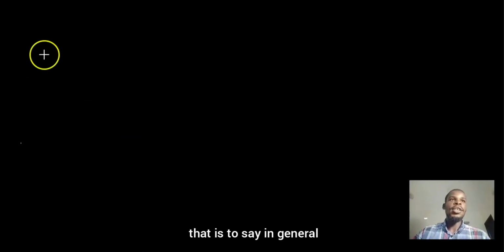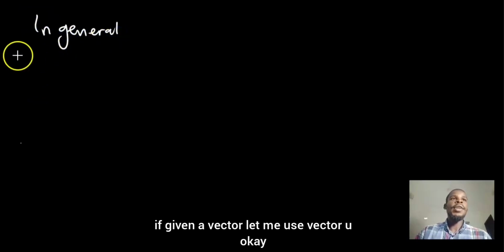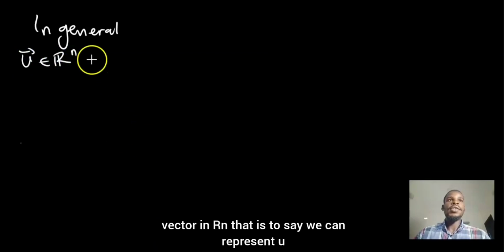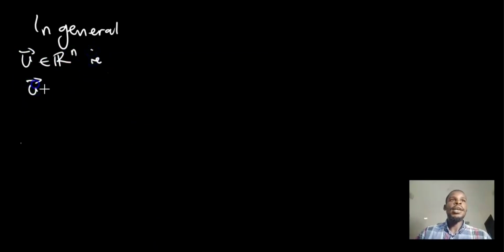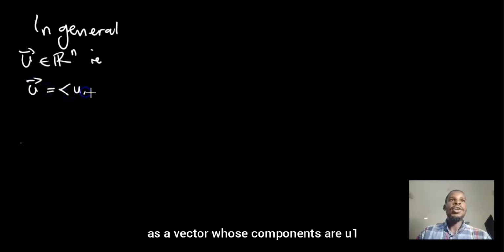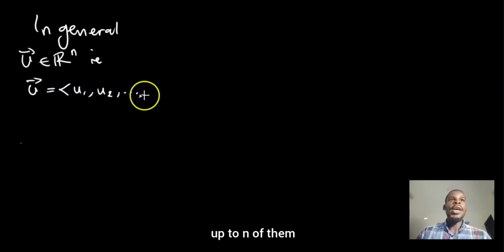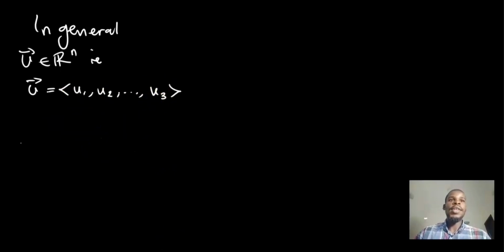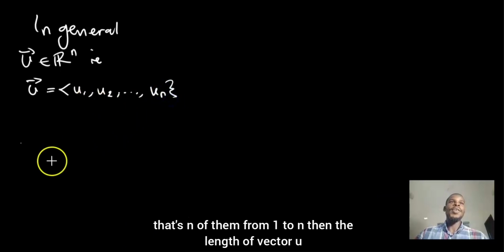That is to say, in general, given a vector, let me use vector U, okay? So given a vector U, which is a vector in Rn, that is to say, we can represent U as a vector whose components are U1, U2, up to n of them, right? So the dimension determines the number of entries a vector has. So up to n of them, I wrote 3. What's wrong with me? Let's just clean it up and write what we meant. That's n of them from 1 to n.